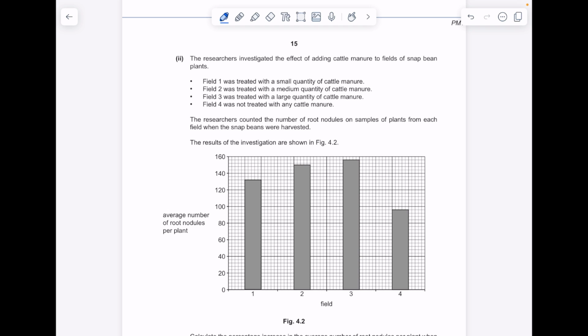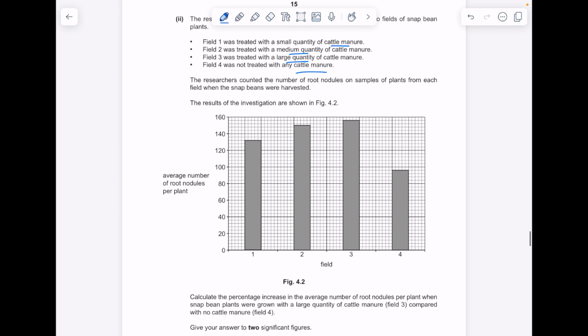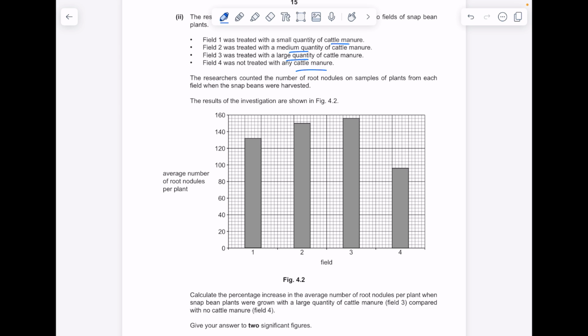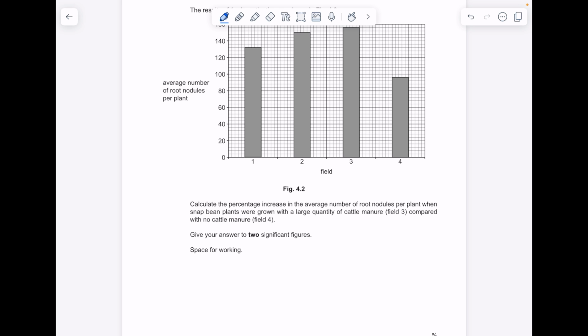The researchers investigated the effect of adding cattle manure to fields of snap bean plants. Field 1 was treated with a small quantity of cattle manure. Field 2 was treated with a medium quantity. Field 3 with a large quantity, and then here's our control with no cattle manure. The researchers counted the number of root nodules on samples of plants from each field. Calculate the percentage increase in the average number of root nodules per plant when snap bean plants were grown with a large quantity of cattle manure, field 3, compared with no cattle manure, field 4. Give your answer to 2 sig fig.